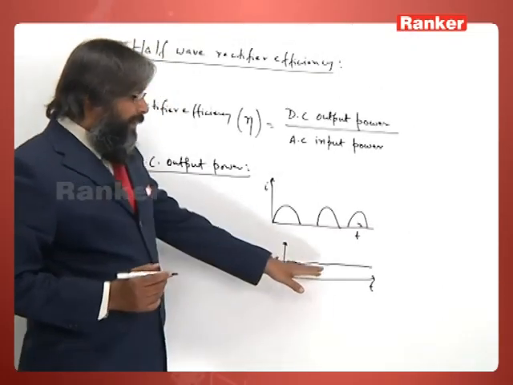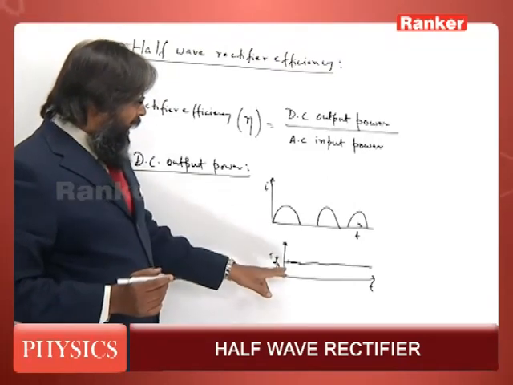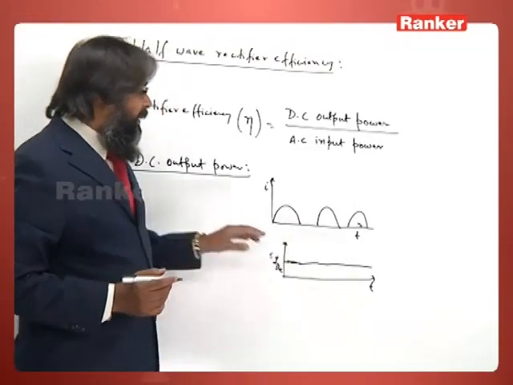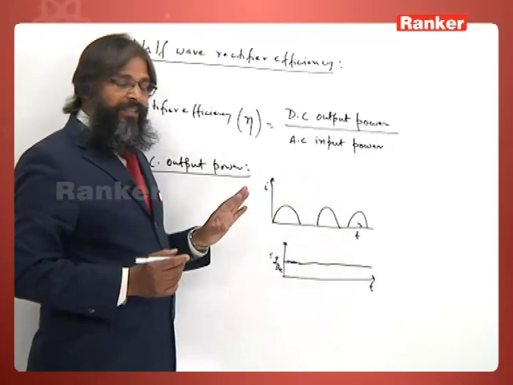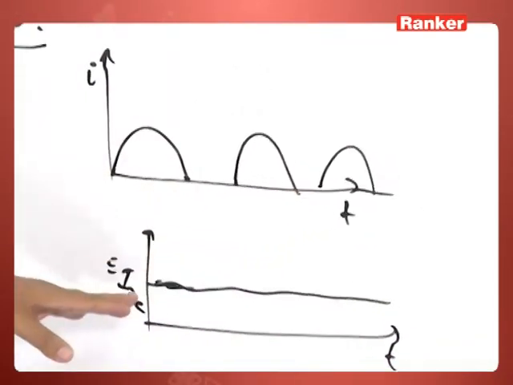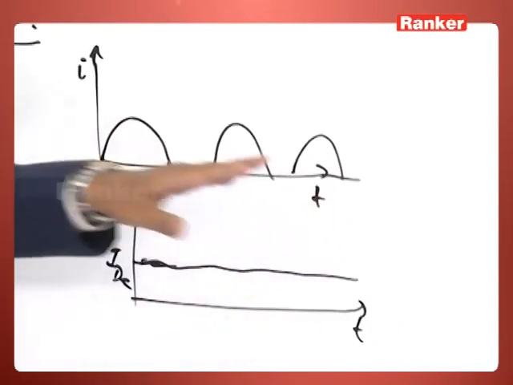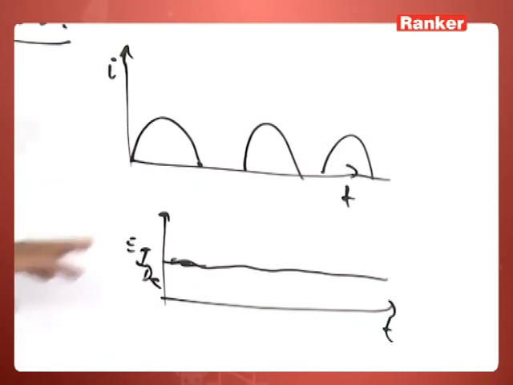That means this will be the rectified DC after some filtration. That means I want this, what is this IDC for this current? So I have a half wave rectified output, and if I filter it through some capacitor circuit, then we will get this IDC. That means the average value.